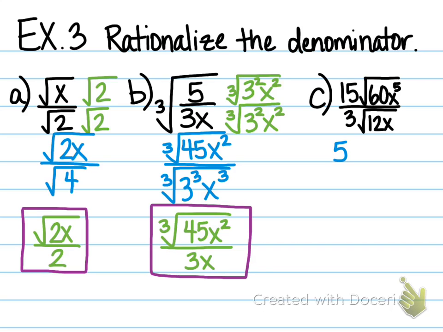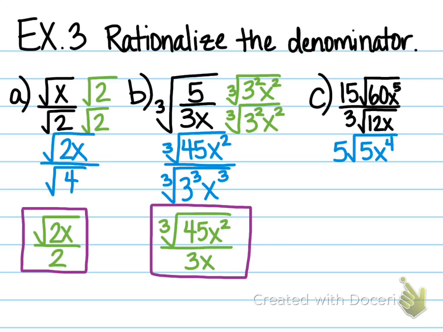Now underneath the radical, because these are both square roots, I can divide under it as well. 60 divided by 12 is 5. And then for the x's, x to the 5th over x reduces to x to the 4th. So everything on the denominator actually canceled out on this one because I divided first. Now I want to see if I can simplify this. So I've got 5 times the square root of 5x to the 4th.